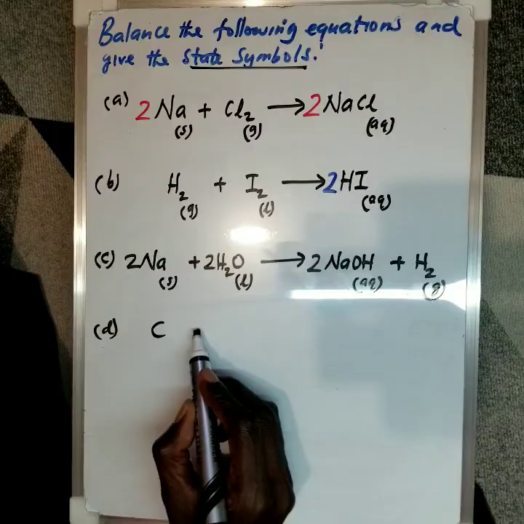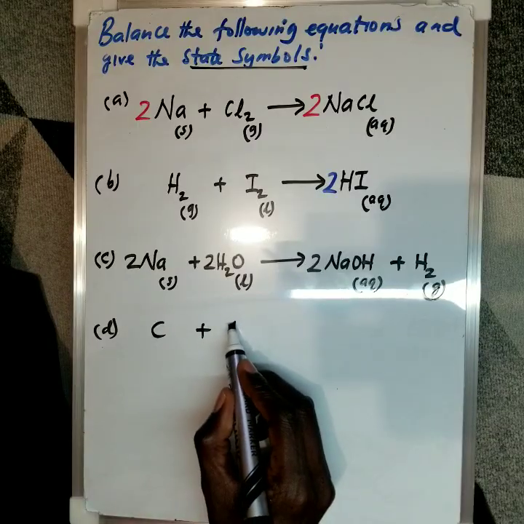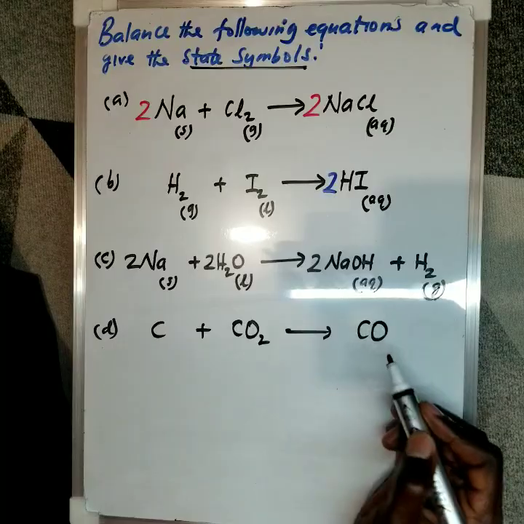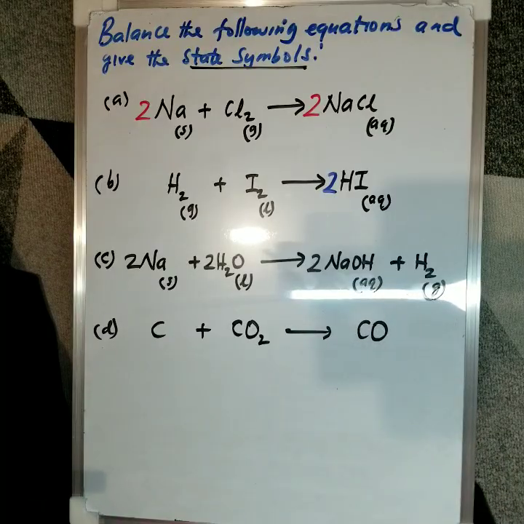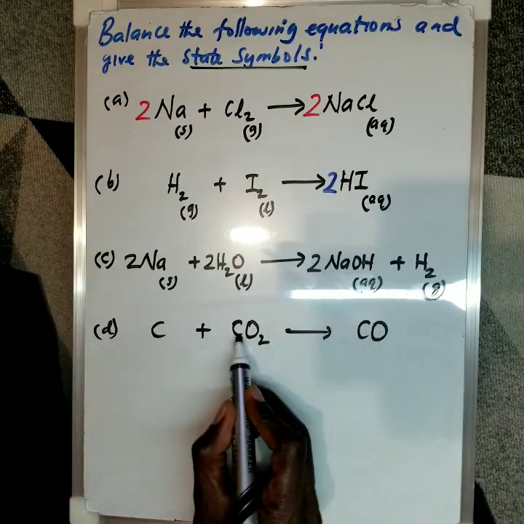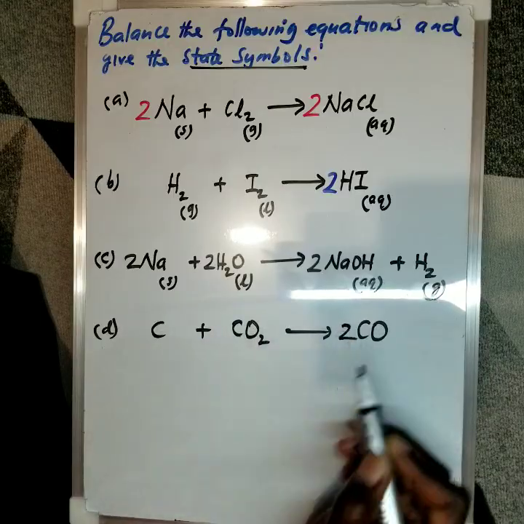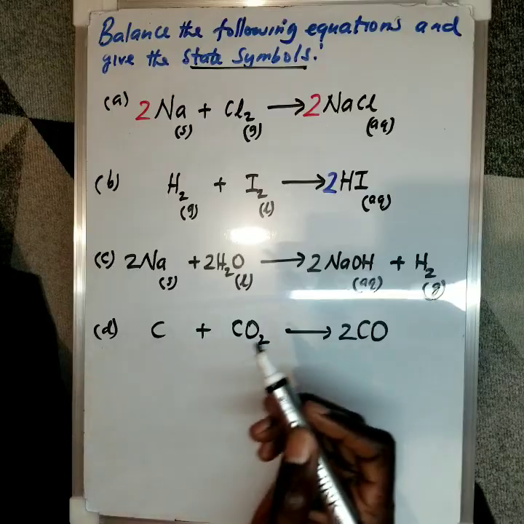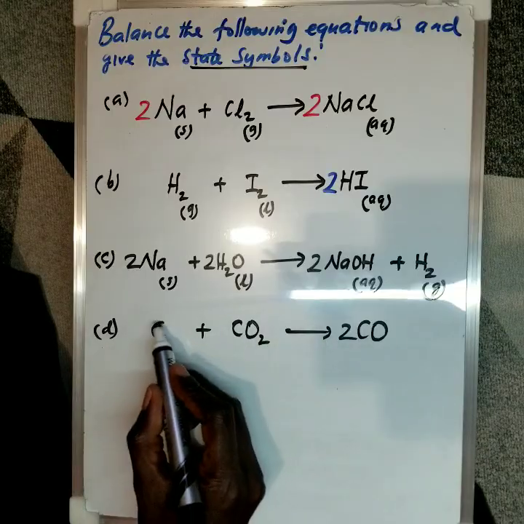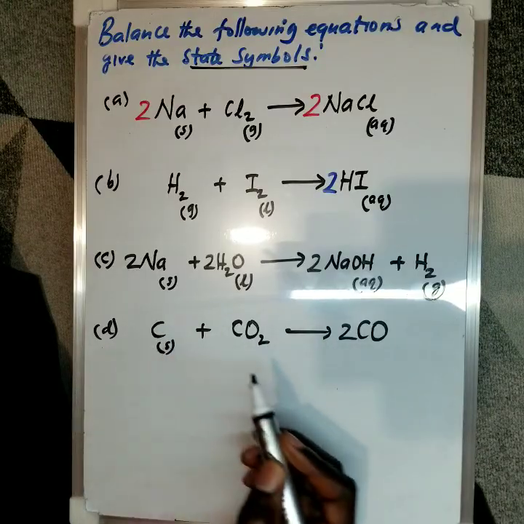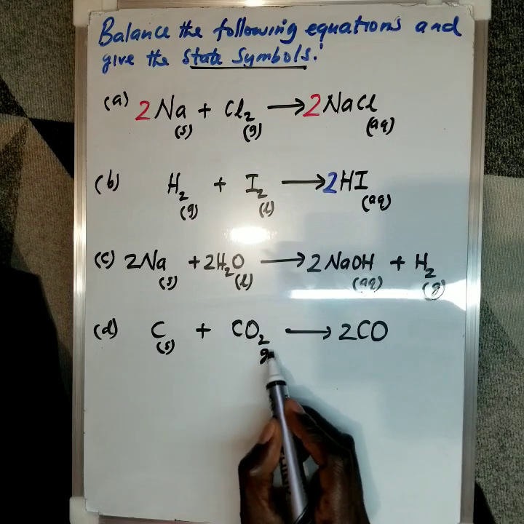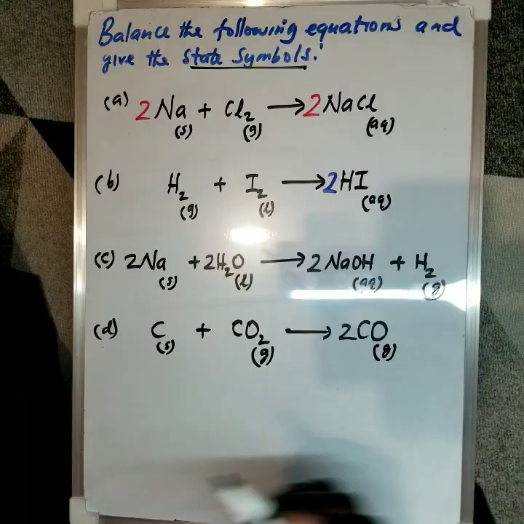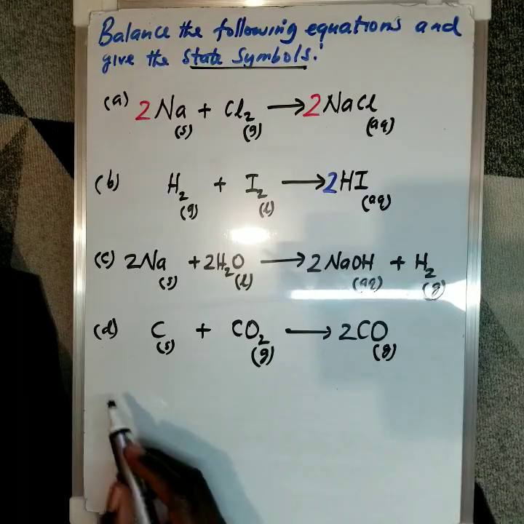Another thing that I can give you, maybe let's look at carbon reacting with carbon dioxide to produce carbon monoxide. You want to balance up, of course, there are 2 carbons this side and 2 oxygen, so you need to put up a 2 there. So how is this going to be? Well, carbon is just an element, so it is going to be in solid form. Carbon dioxide is a gas, that's in gaseous form. Carbon monoxide is also going to be in gaseous form.